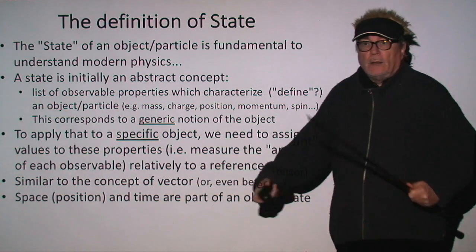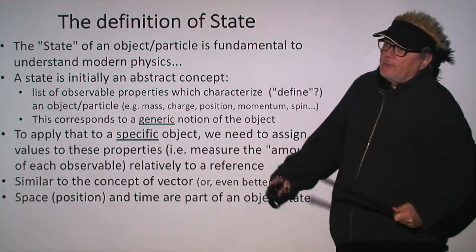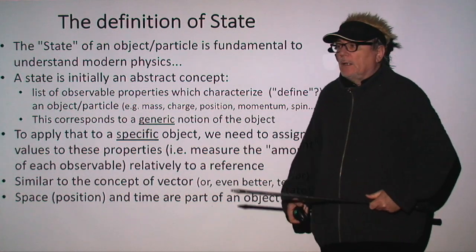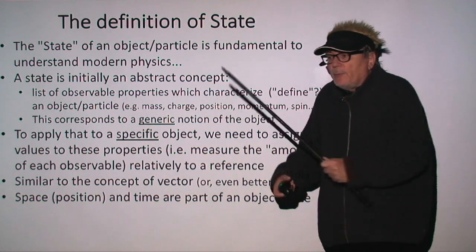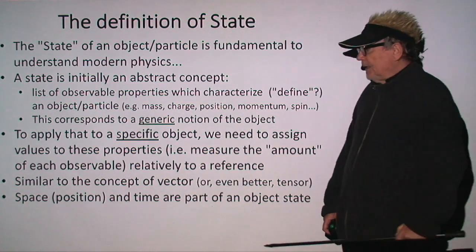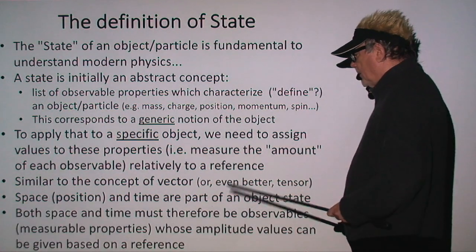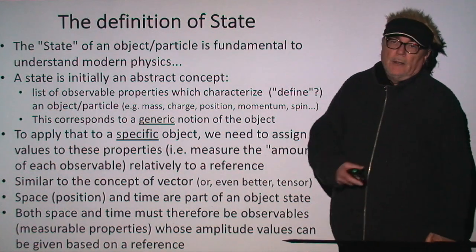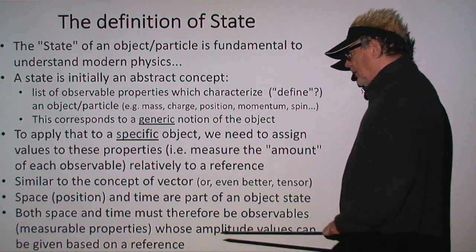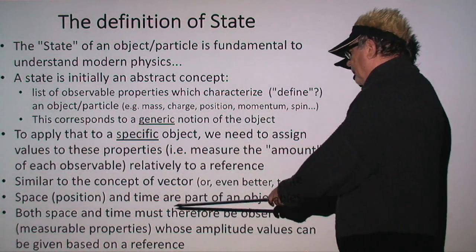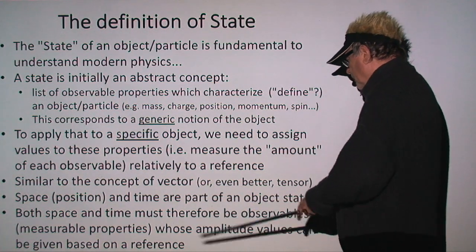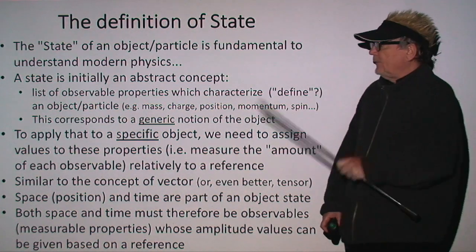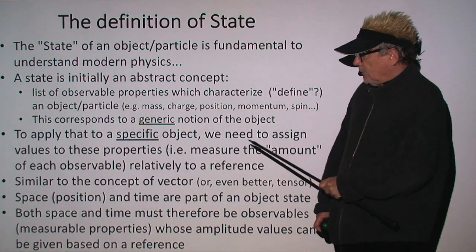Now, talking about space and time. Well, space and time are part of this state. Sometimes you say it's a function of time, but actually you can include time as one of the properties of the specific state you're looking at. And since they are part of the state, they must be observables, as we've seen previously in the other videos. Therefore, we should be able to measure their amplitude values, again, based on a reference. Okay, so these are the two things we need to remember here for space and time.